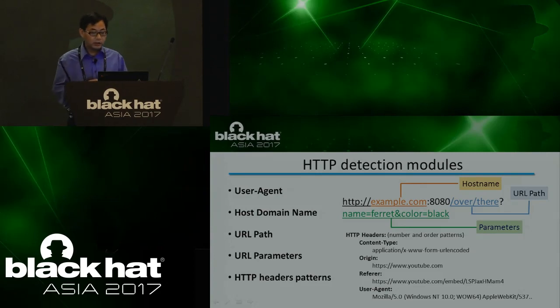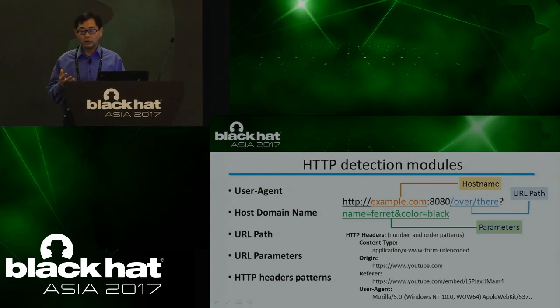Okay, since we are doing HTTP URL detection, let's first take a look at the components of HTTP. Looking at the URL, we can see there's the host domain name, and there's the URL path. Basically, it's like a file path on the server. Then there's a question mark, and after that come the parameters. Parameters look like just key-value pairs separated by the ampersand.